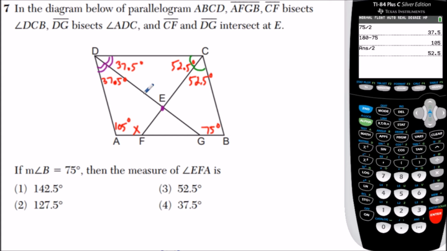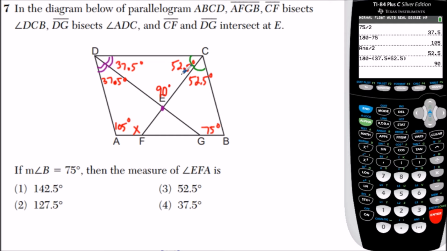But if we want to solve for angle X, let's focus on this quadrilateral. So we want to find this angle here, DEF. To do that, we're going to find this angle here first, and then that'll tell us what this is over here. So to solve for angle DEC, we have two angles inside of a triangle, so we're just going to subtract those from 180. So we're going to do 180 minus the sum of 37 and a half plus 52 and a half. Which tells us this angle over here has to be 90 degrees.